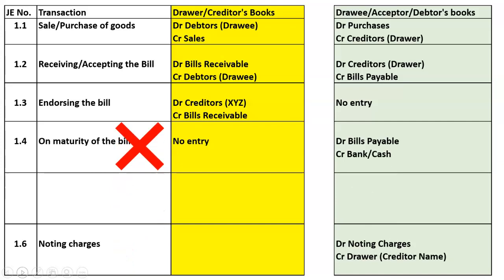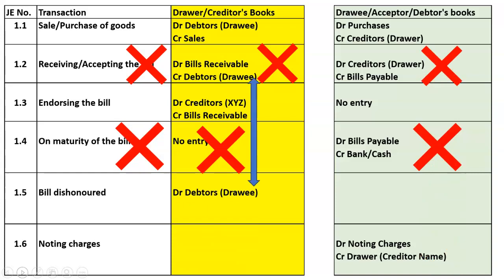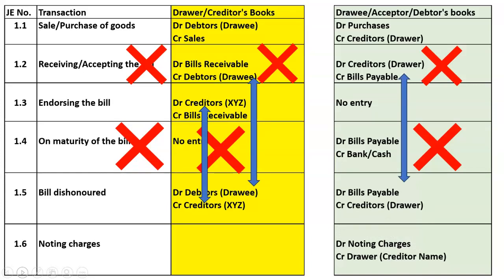If the drawee fails to make payment on the maturity date, the drawer restores his payables to XYZ by crediting creditors XYZ and restores his receivables from the drawee by debiting debtors or drawee account. The drawee makes the usual reversal entry of 1.2 above. In terms of noting charges, if the endorsee paid the charges, then the drawer has to receive these charges from the drawee and make payment to his endorsee XYZ by debiting debtor or drawee and by crediting creditor XYZ, who is the endorsee of this bill.